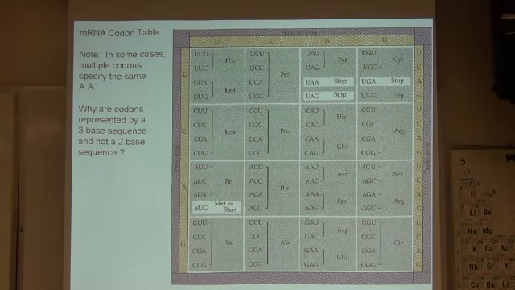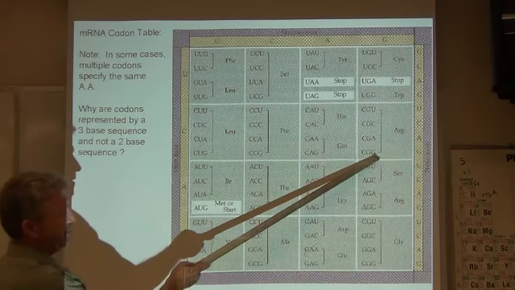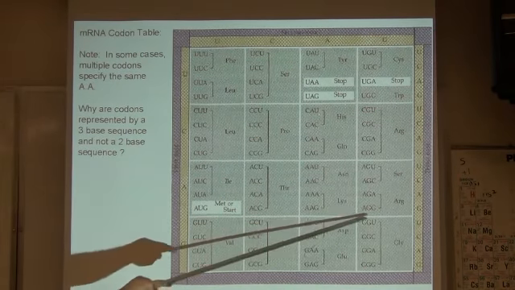Okay, so that's why everything's 5' to 3'. Arginine looks like another one, right? As long as you have CG first, it doesn't matter what the last one is. And there's 2 more here.